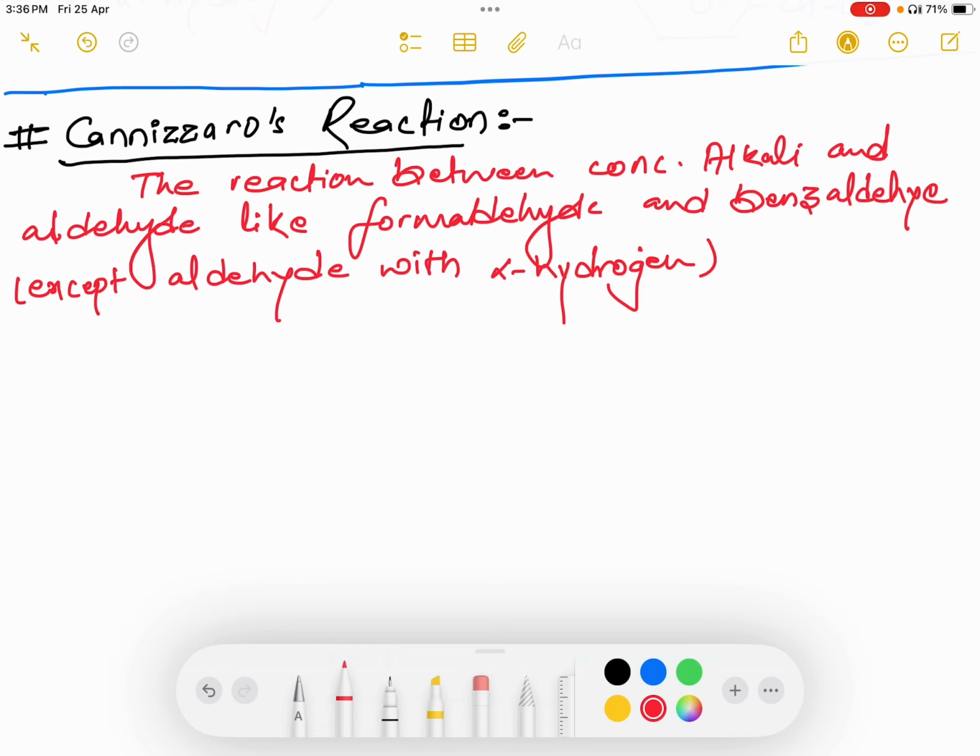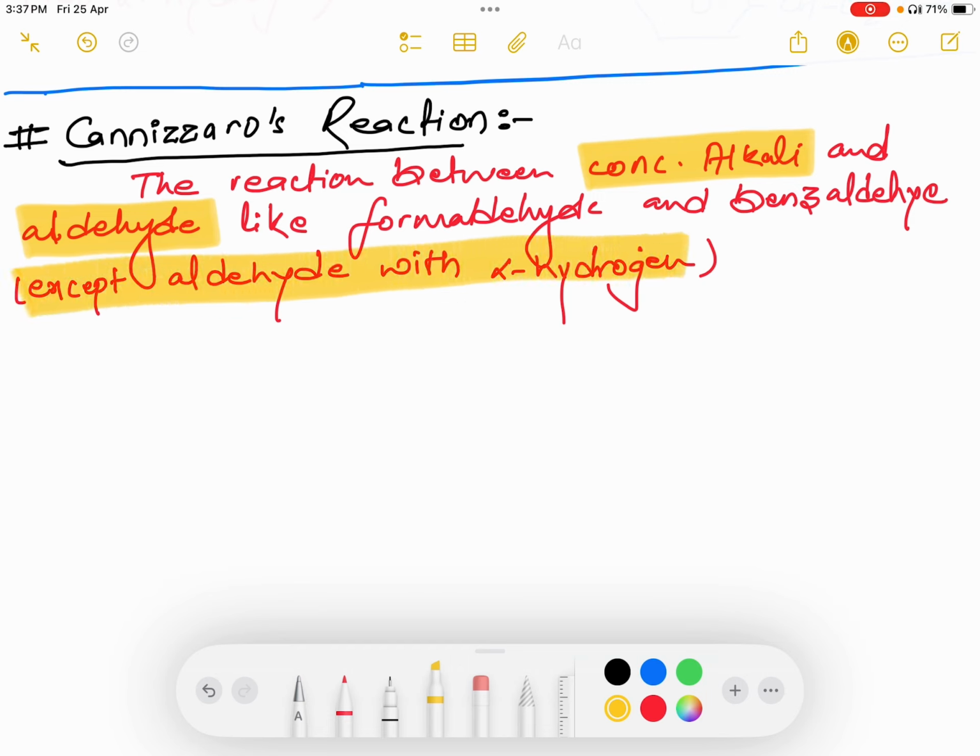Okay, so what it is saying is you need a reaction between concentrated alkali and aldehyde. And they will form like what type of aldehydes? It can be formaldehyde or benzaldehyde, which do not contain any alpha hydrogen. So if there is alpha hydrogen, then this reaction will not take place. Now, the condition for this is just the opposite of that of aldol. So it should not have any alpha hydrogen.